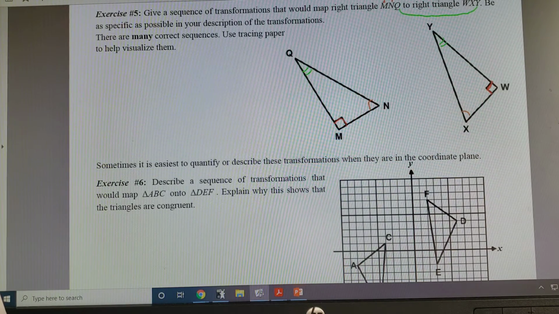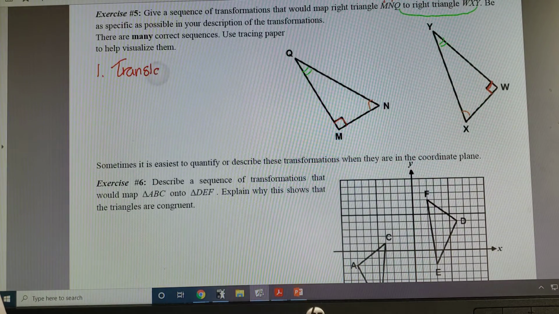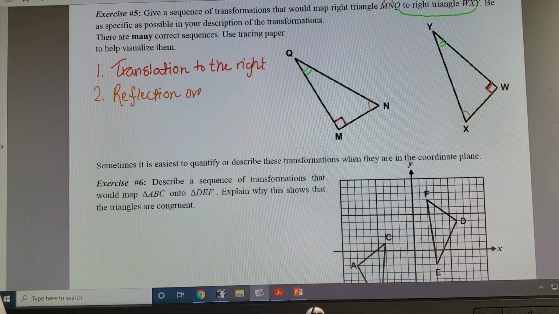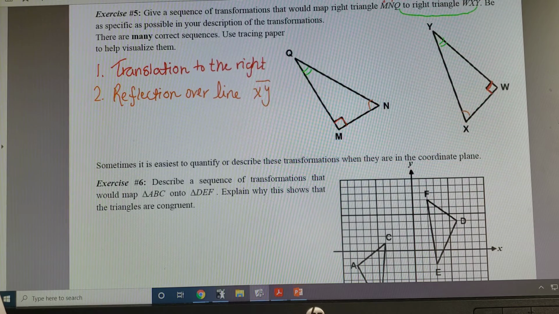Okay, so first, translation to the right. And then we did a reflection over line XY. And then we did a rotation.